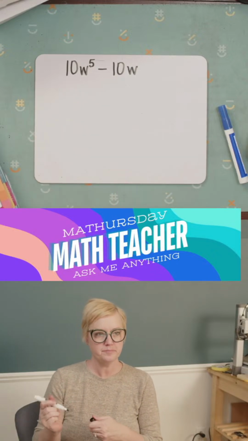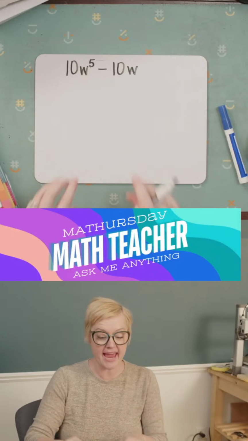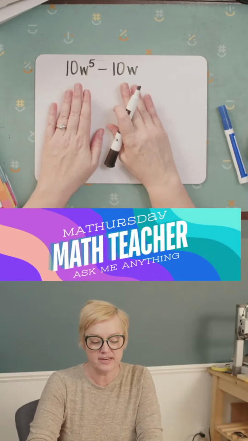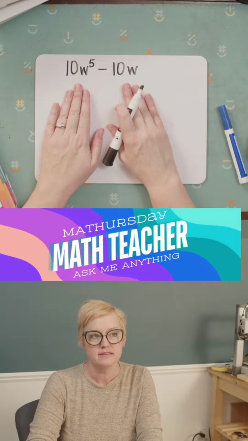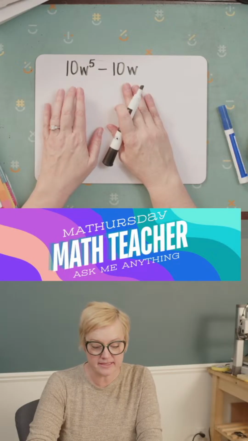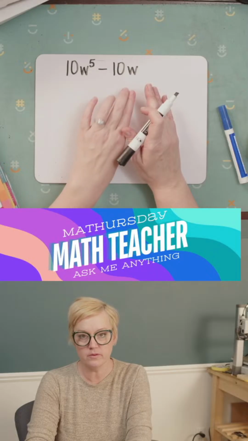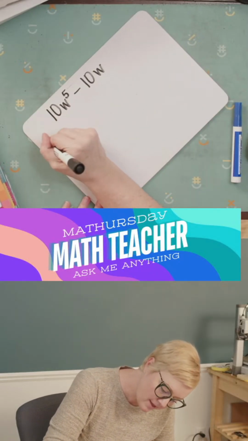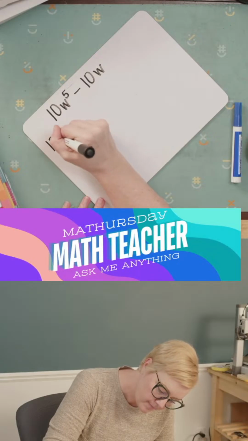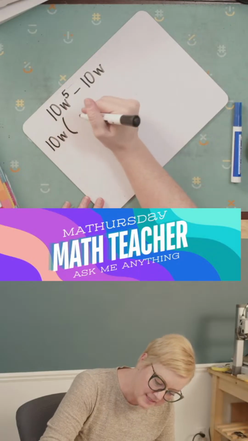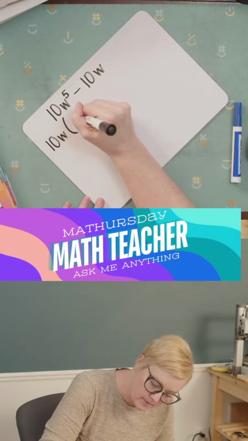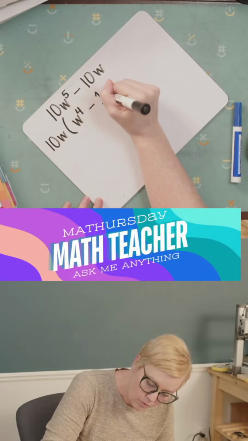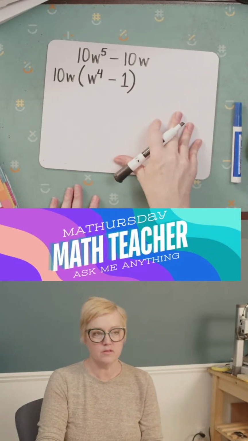Okay, so I can factor out, I've got a GCF. I've got a GCF of 10w because they're both divisible by 10w. So I'm going to take out that 10w. And in the parentheses, it's what's left behind. So this is going to be w to the 4th minus 1.